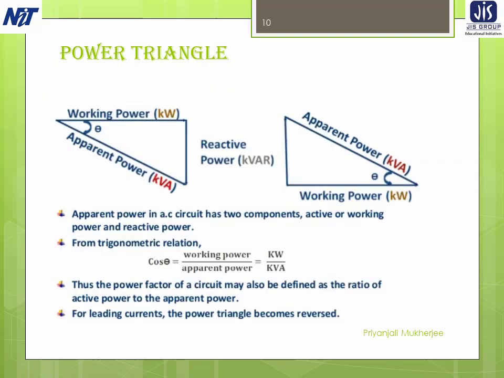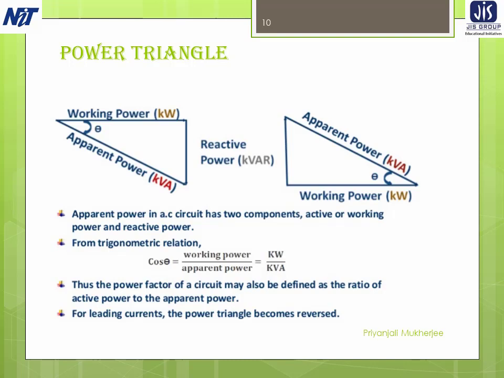Next is the power triangle. Before going to the power triangle, we are already familiar with the voltage triangle and the impedance triangle. The voltage triangle says that with the voltage drop in the resistance VR and the voltage drop in the inductance VL, the total supply voltage V is equal to root over of VR square plus VL square. Or in the impedance triangle, we can find that root over of R square plus XL square becomes Z, where R represents the resistance and XL represents the inductive reactance.